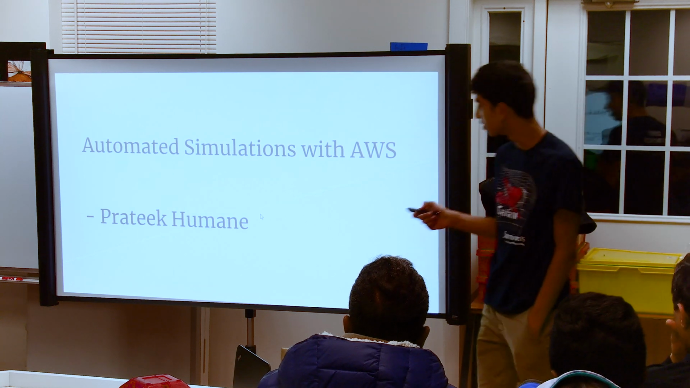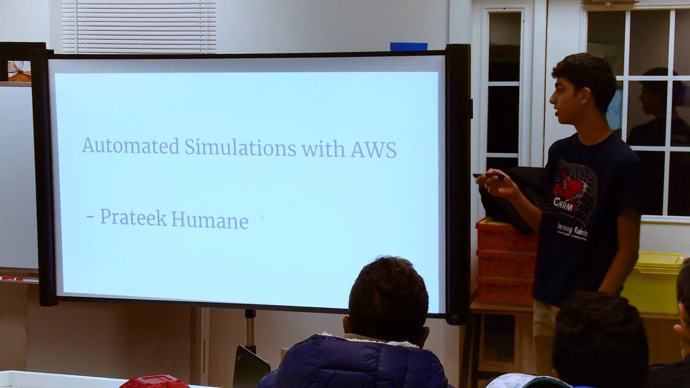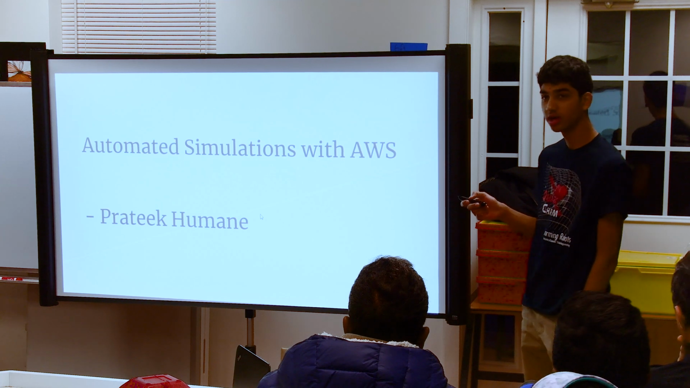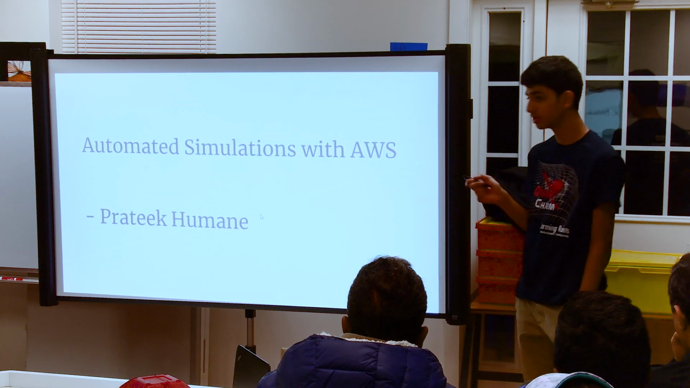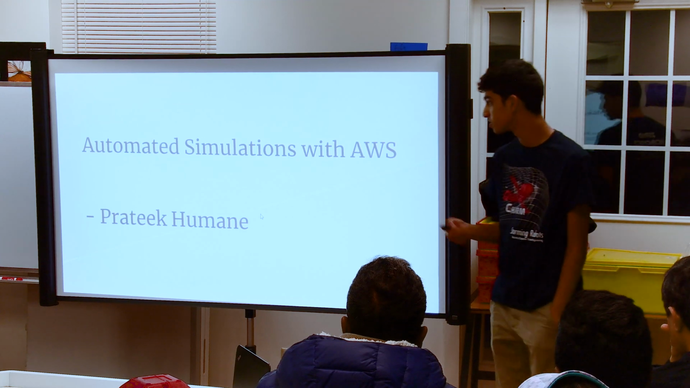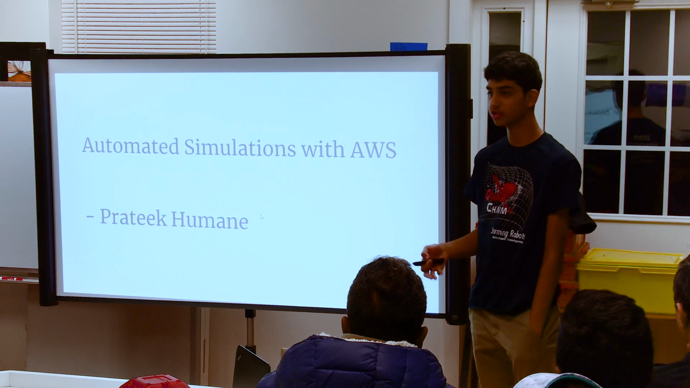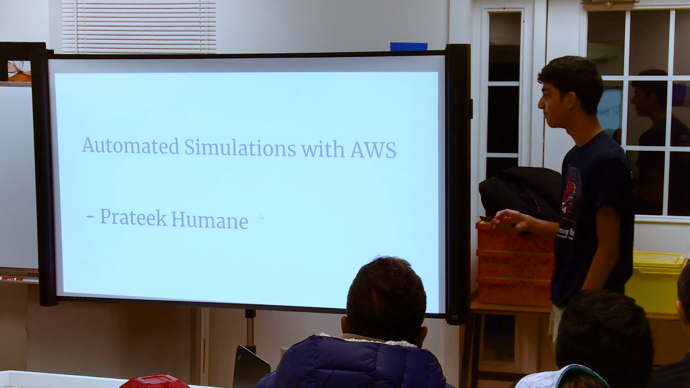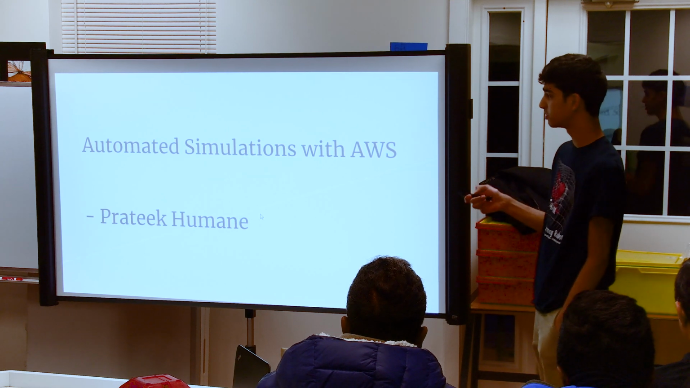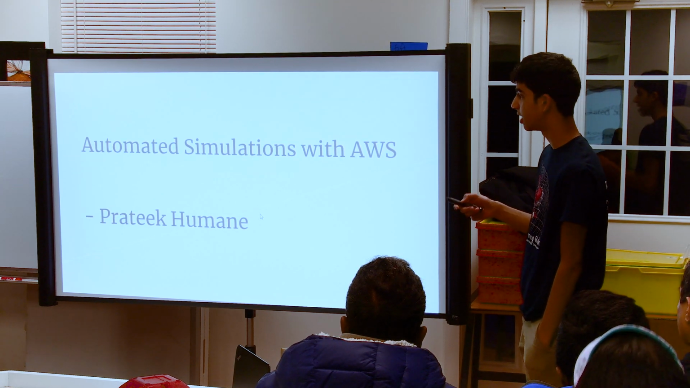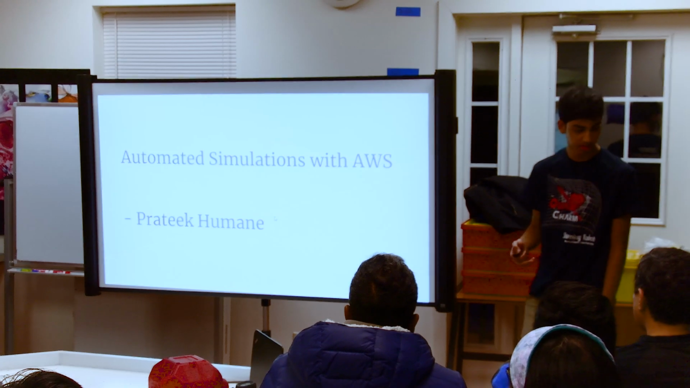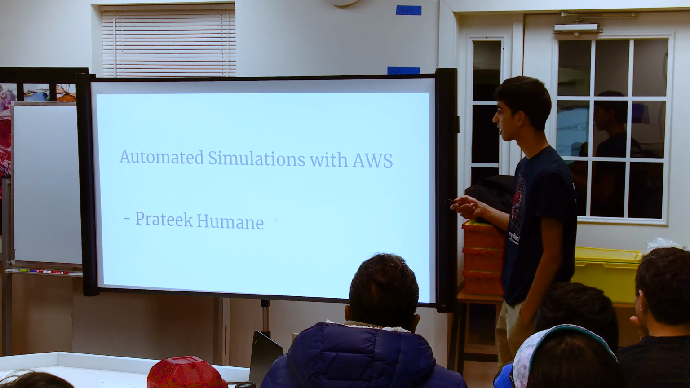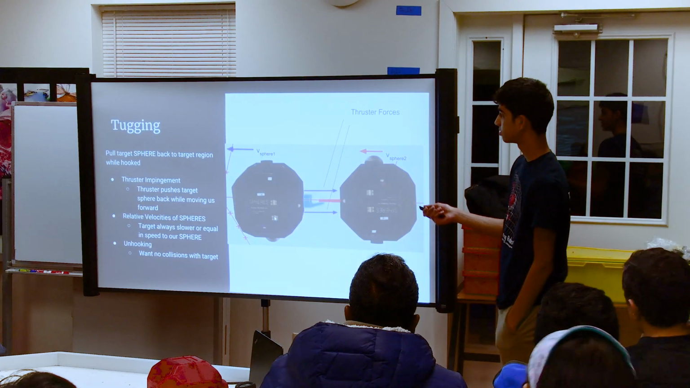So I'm going to be talking a little bit about how we automated our simulations with AWS. AWS is Amazon Web Services. I'm not sure if you know what that is, but basically it's Amazon's platform that allows you to run your applications on the multitude of servers that they have. And automating simulations was something that I did independent of the ZeroRobotics game as a way to help our team basically account for things that I'll explain in the next slide.